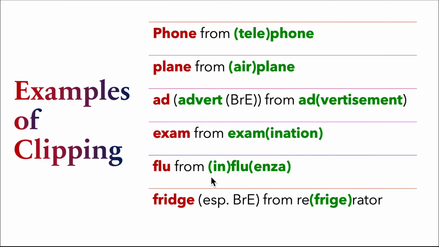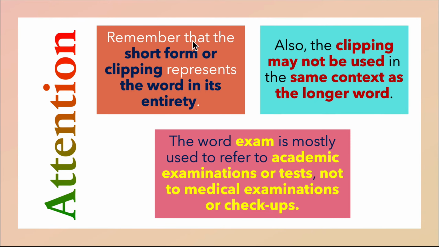Exam. Flu from influenza. The initial part and the last part are eliminated and the middle part is taken. Fridge, especially British English, it is used. From refrigerator, we have the fridge, but in order to suit the requirement, we have added D and it becomes fridge. Attention, remember that the short form or clipping represents the word in its entirety.